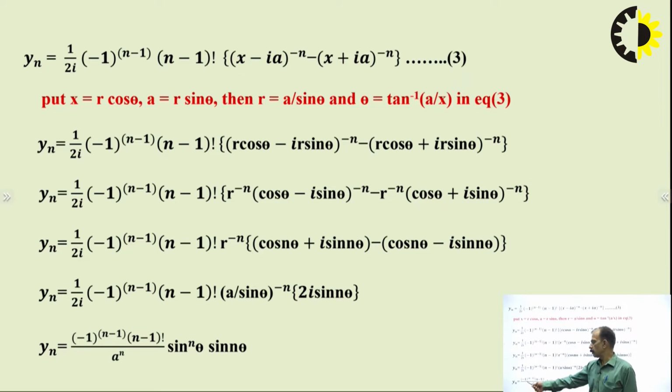So yn equals minus 1 raised to the power n minus 1 factorial divided by a raised to the power n into sin n theta.